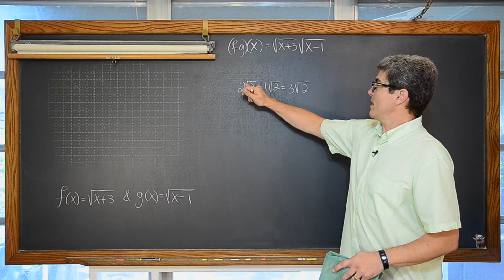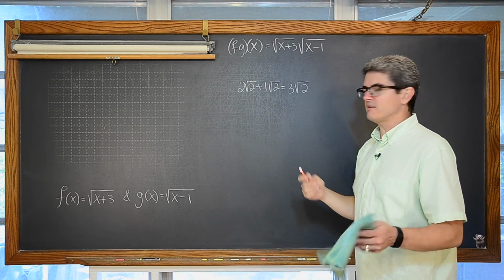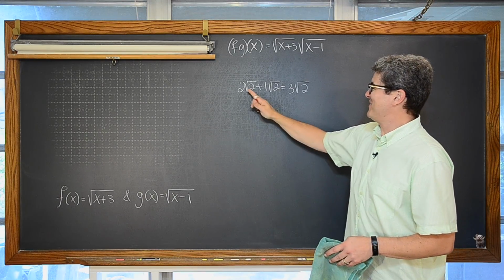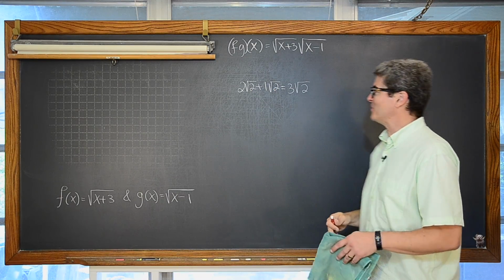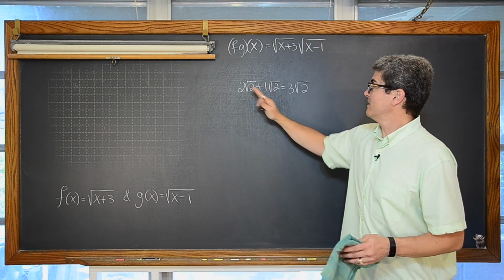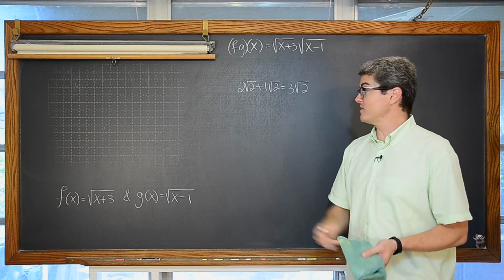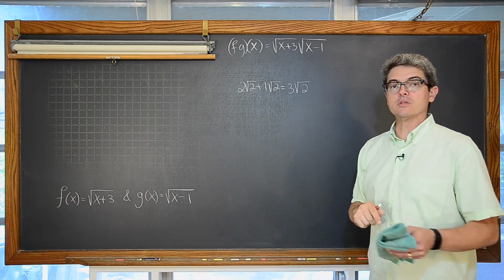You need to make sure that you have the same index. These are both square roots, little indexes of 2. We don't need to write that. We have the same number inside the square root symbol. And when we add those radicals, we actually don't add those numerical values underneath the square root symbol. We're actually just adding the coefficients. The 2 plus 1 is equal to 3 square root of 2.